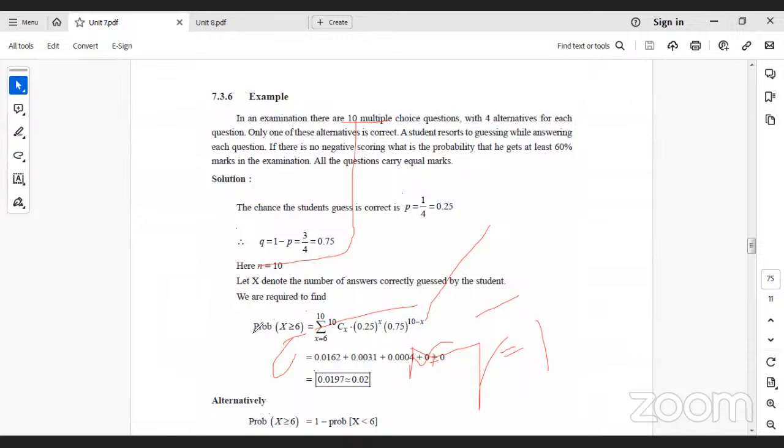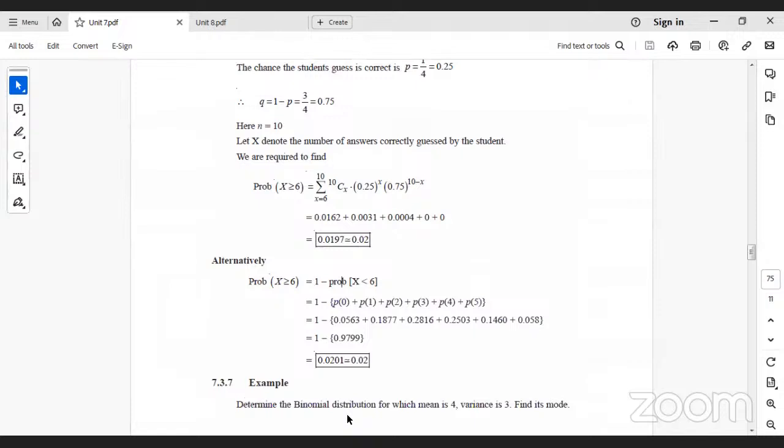You can express this as x greater than or equal to 6. So summation of x equal to 6 to 10, 10Cx 0.25 power x, 0.75 power 10 minus x. We apply the same values here for the first, second, third and fourth values, four values in total. The output is about 0.019, which we take as approximately 0.02.